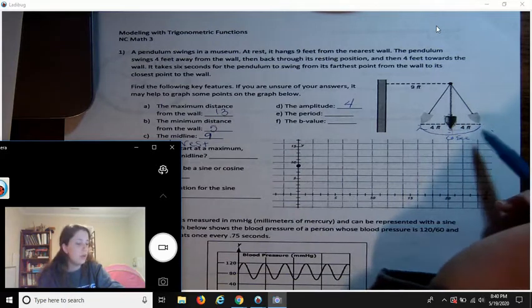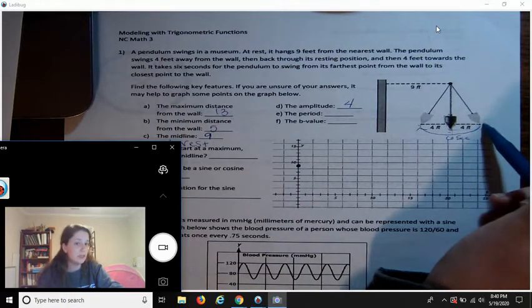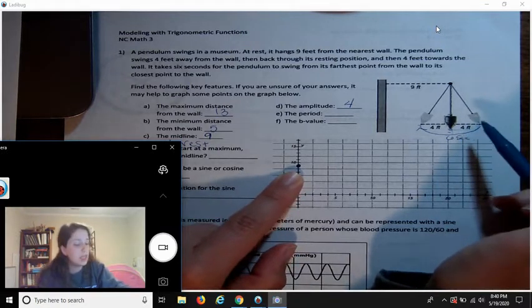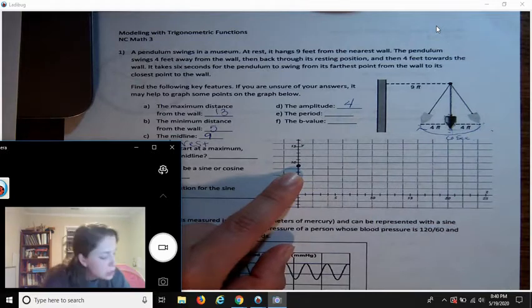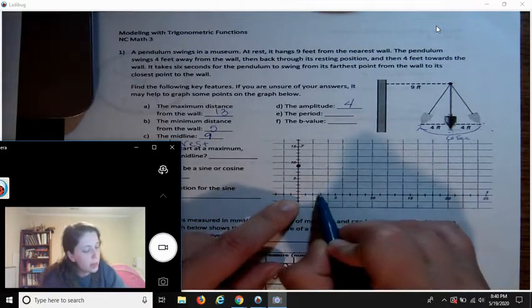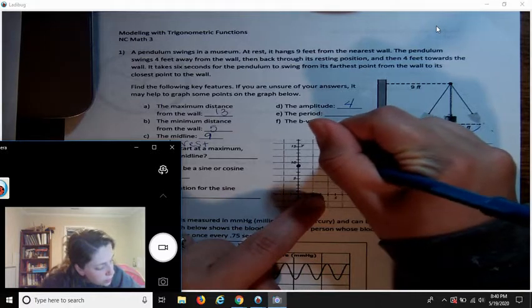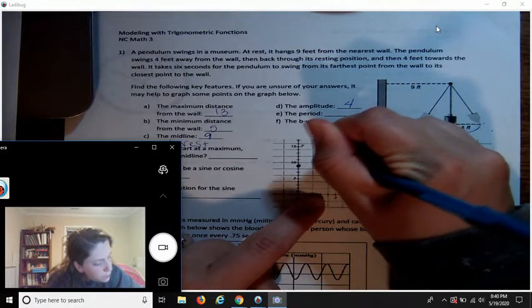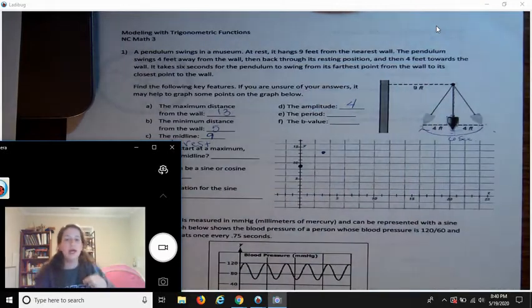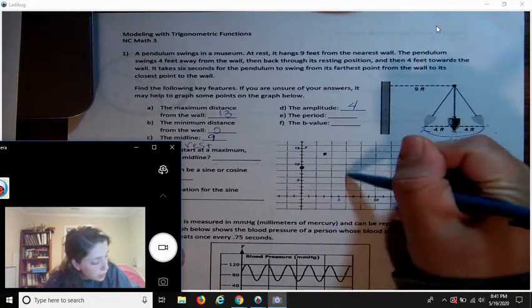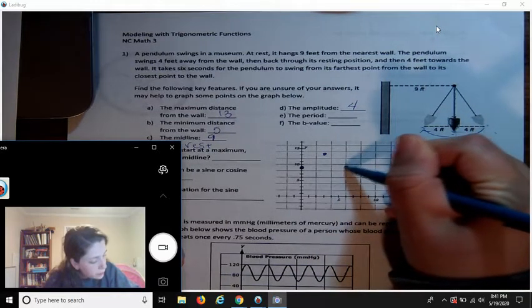But if I'm just going from here to there, if I'm starting at the midline going to the farthest, it should take me half that time. So it should take 3 seconds. So I'm going to count 1, 2, 3 at the bottom and go up to 11, 12, 13. So this should be my next point. Then 3 more seconds to get back to the midline. So at 6, I should be back at 9.